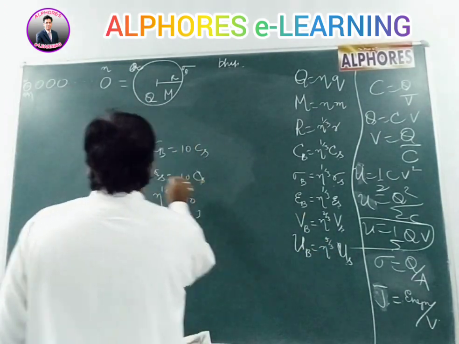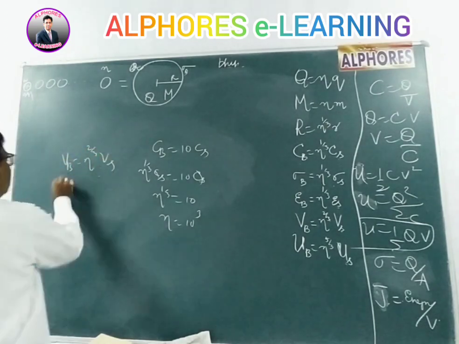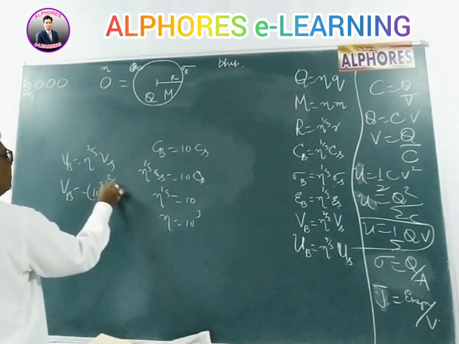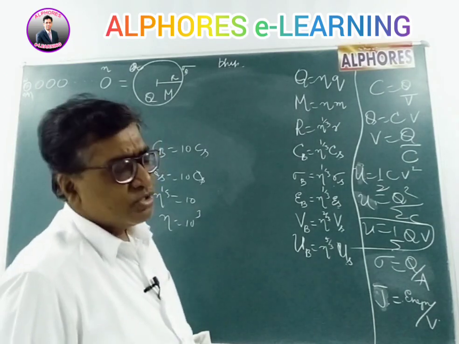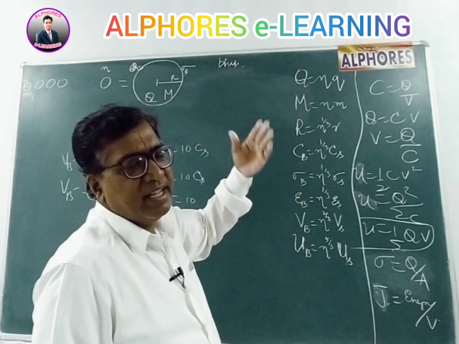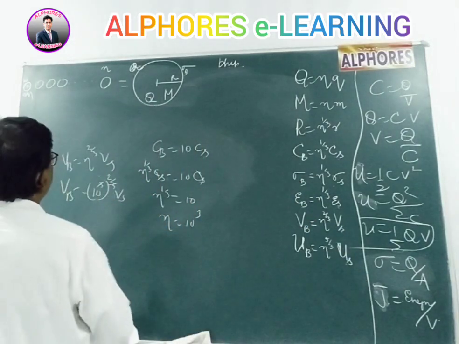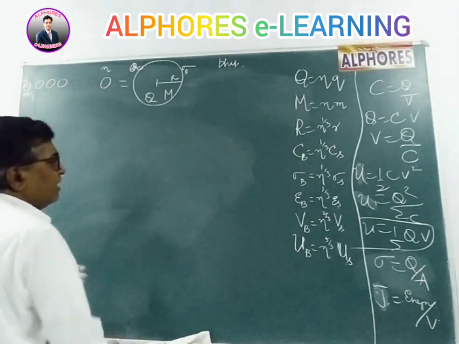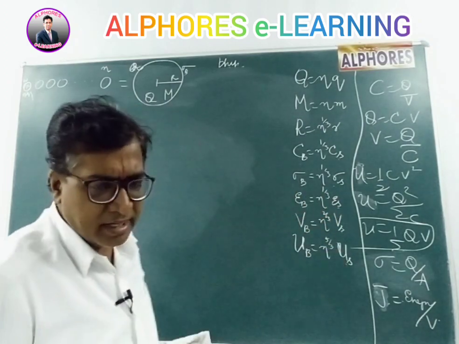We know potential of the bigger one, V big, is n power 2 by 3 V small. So V big, n is 1000, so it's 1000 power 2 by 3 V small. So that way he can give you any of these and ask you to find the other. It's not like he always has to give you the number of drops itself. He need not give you the number of drops. He can give you any of the parameters and ask you to find any other parameter like this.